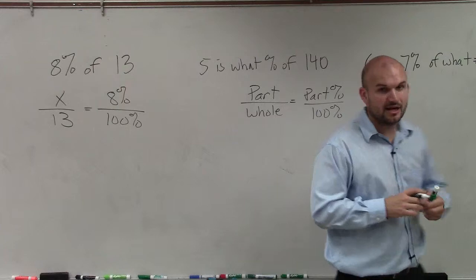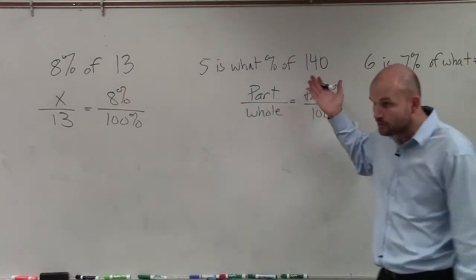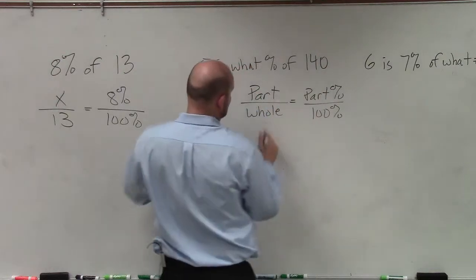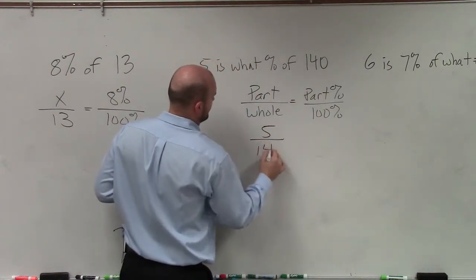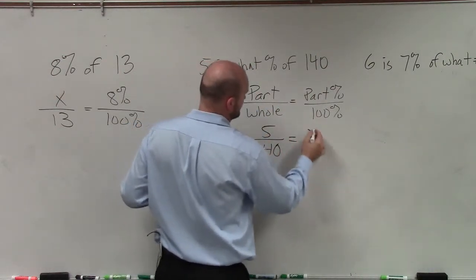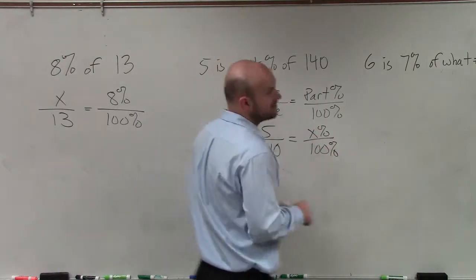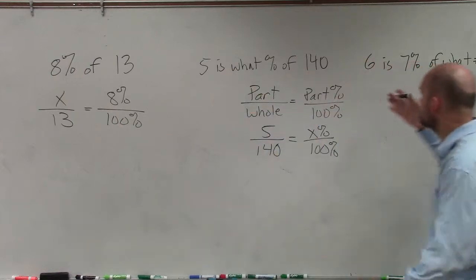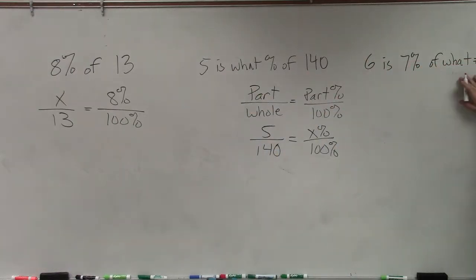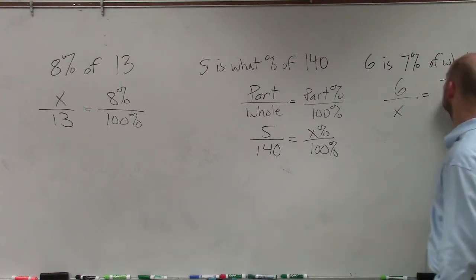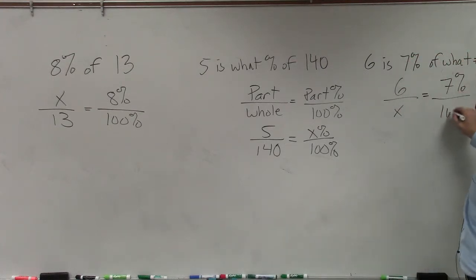5 is what percent of 140? Obviously, we do not know the percent here, so that's going to be our variable. So 5 is what percent of 140? So you do 5 over 140 is equal to x percent over 100%. And the last one, obviously, if that's the whole, then this one's going to be the part. 6 is 7% of what? So 6 over x is equal to 7% over 100%.